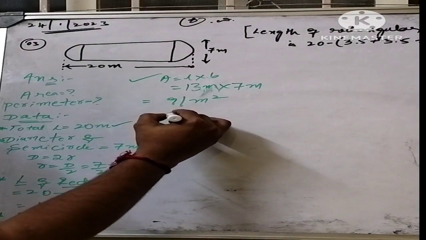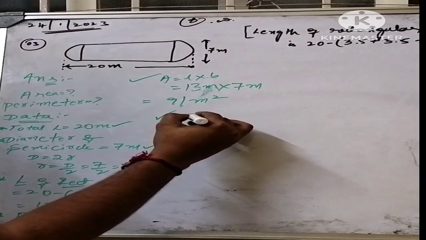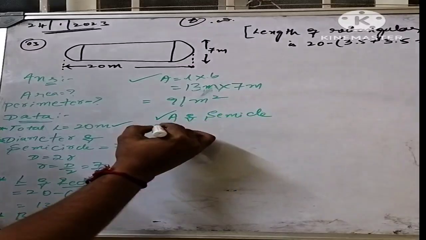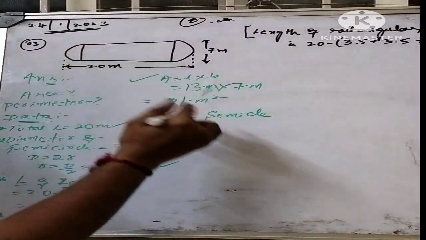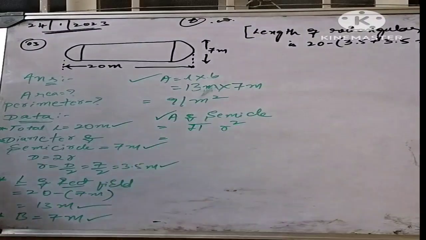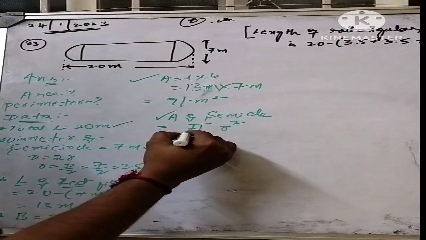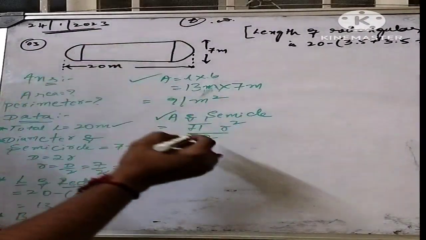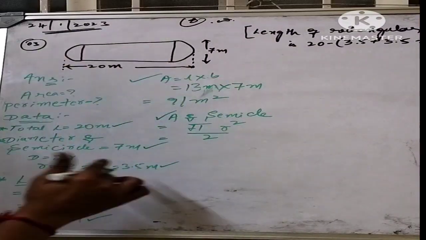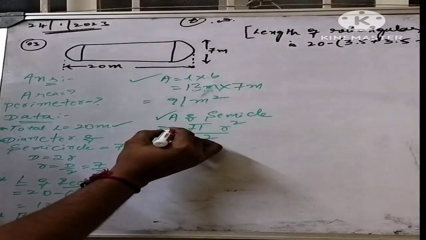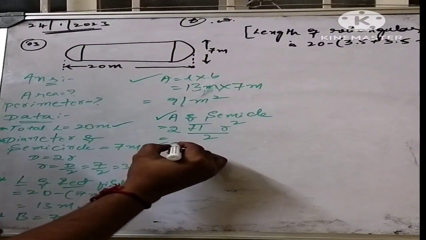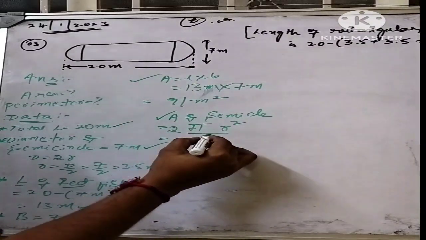What is the area of a semicircle formula? The full circle formula is pi r square. For a semicircle, we divide by 2, since semi means half. And here we have two semicircles, so we multiply by 2. Why? Because we have two semicircles. So the 2s get cancelled.